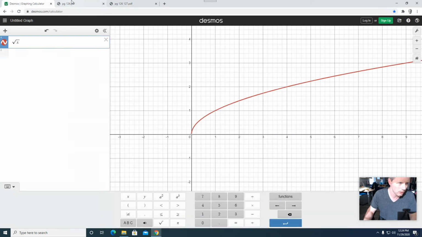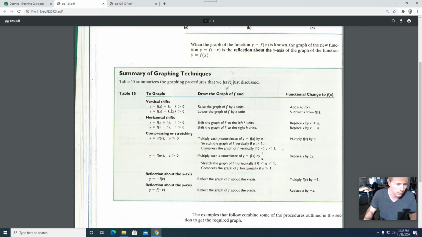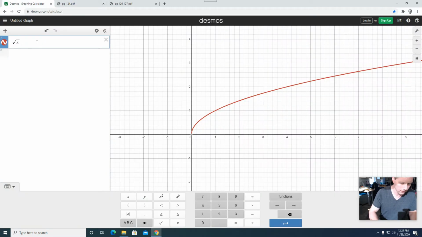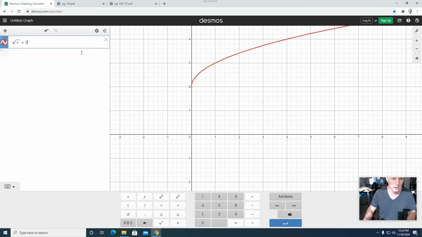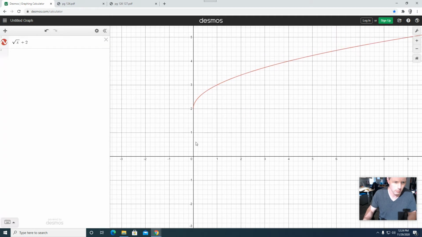In order to shift it up 2 units, I go to my rules right here. I have to take my function and add the number of units that I want to shift up. So f of x plus k, where k in this case will be 2. So I'm going to take the square root of x plus 2, and that shifts my function up 2 units. So this is the square root of x plus 2.